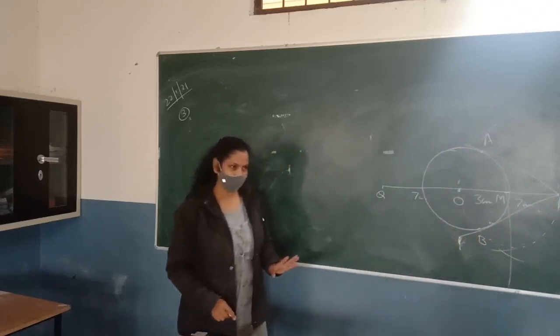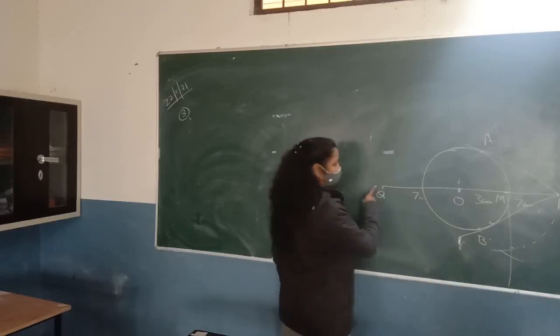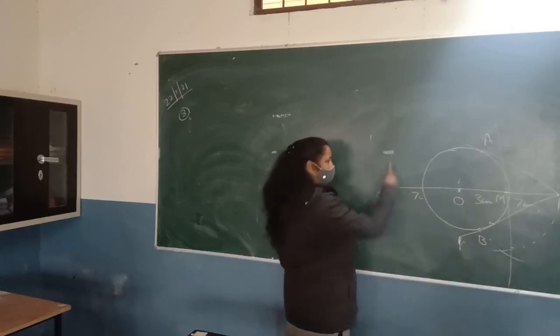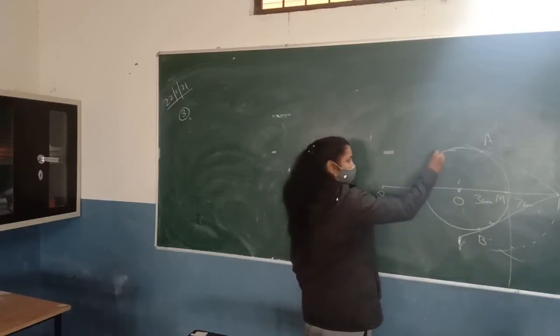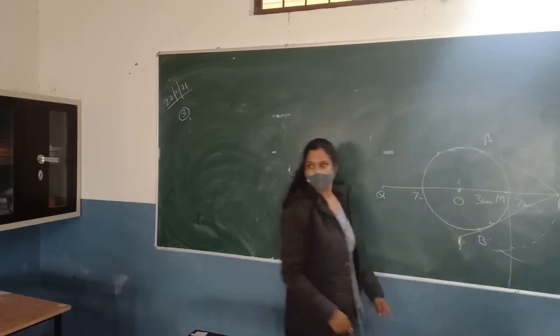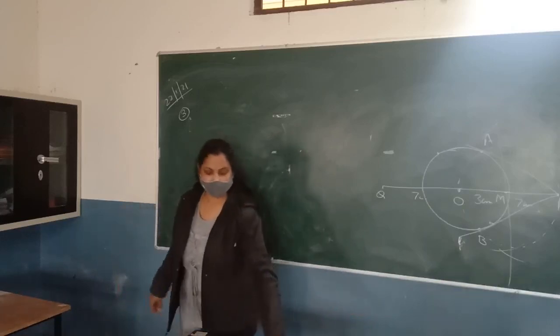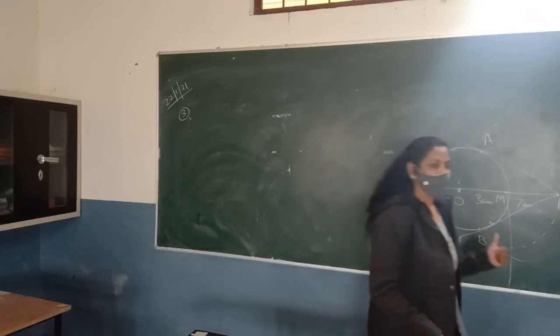Is it clear? Okay. In the same way you can construct the tangent from the point Q. Draw the perpendicular bisector of OQ and then again construct the circle, and the points at which this circle intersects the given circle will give the tangents. Anyone have any doubt in this question?